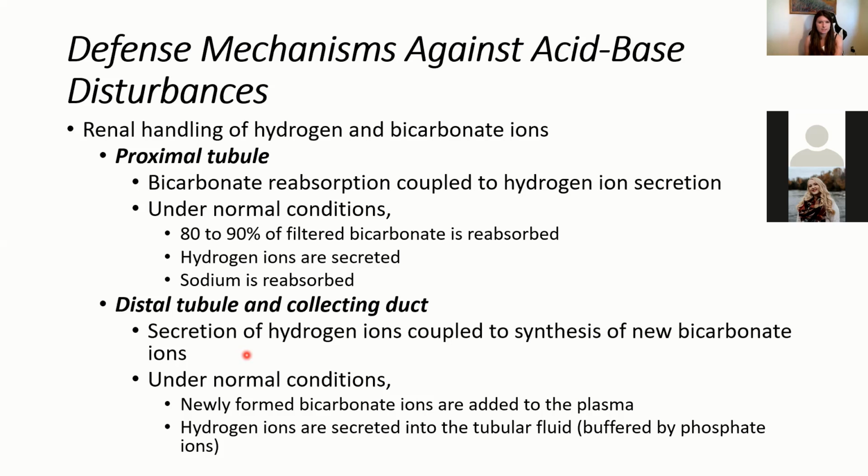What we're going to see is a little different is that because there's no bicarbonate really in that fluid by the time we get to the distal tubule, we're going to use a different buffer for hydrogen ions. Specifically, we're going to be buffering those using phosphate ions.